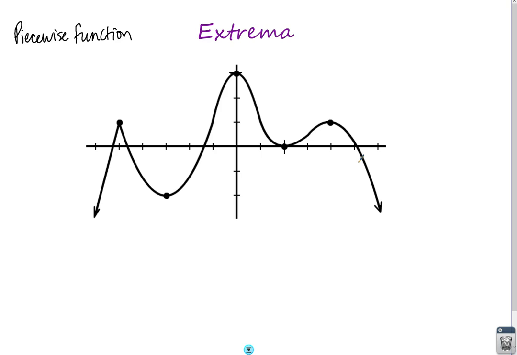Overall, I would also say that this function is continuous from negative to positive infinity because there are arrows indicating on both sides that it's going to negative and positive infinity, but then also there is not a place anywhere along this curve where, if I drew the function, I would have to pick up my pencil. So that's going to tell me that it's continuous.